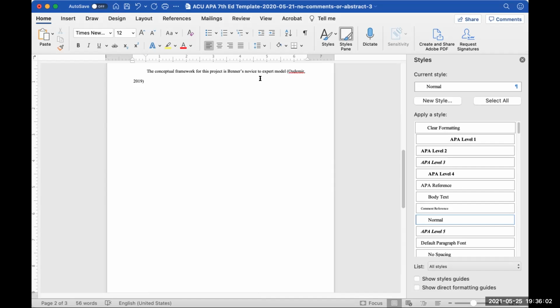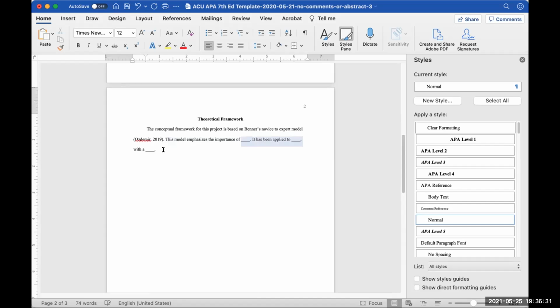So the conceptual framework for this project is based on Benner's novice to expert model. And we give reasons. We explain what the model states is important, how it's been used, whether there was a high efficacy or not. Did we get a lot of statistically significant results or little? Why are we doing it here? And basically you start by saying, all right, here's the framework I'm going to use. Here's what it does, and then explain it is suitable for whatever you're going to do because of, and then give the reasons there.